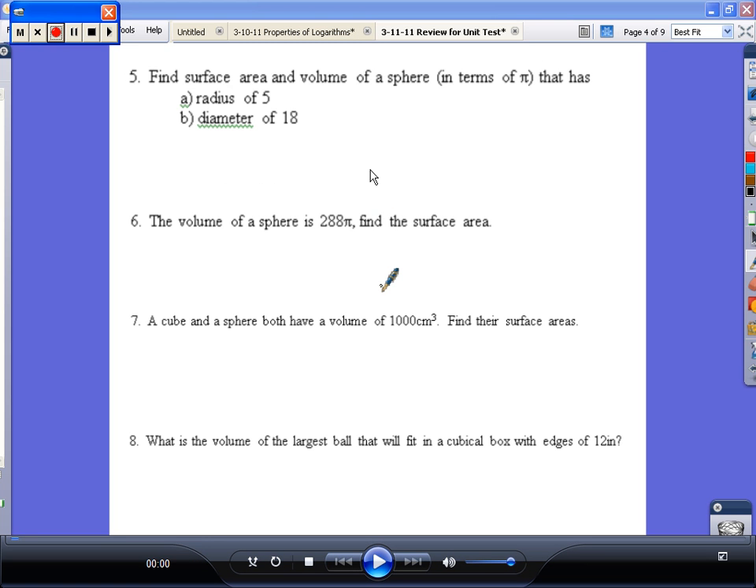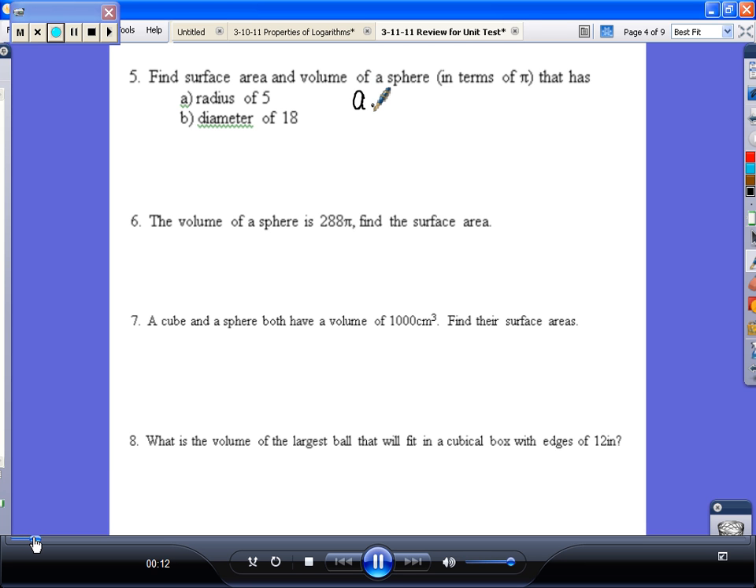Alright, so page 2, we are finding first off the surface area and volume of a sphere. We want to leave our answers in terms of pi, it tells us that. And we have two situations. The first sphere has a radius of 5, and the second sphere has a diameter of 18.